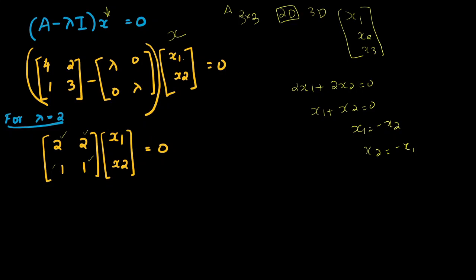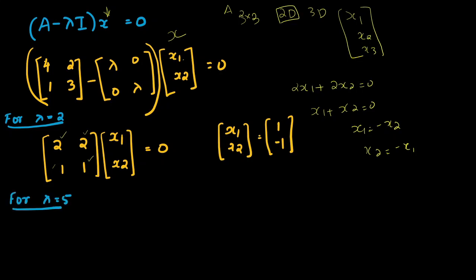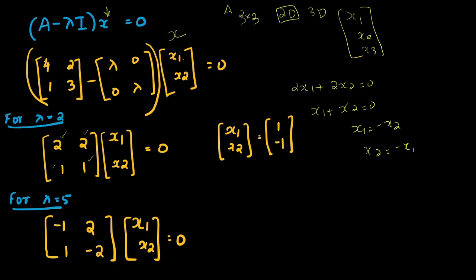So x1, x2, the first eigenvector, can be written as 1, minus 1, or minus 1, 1, whatever. Then for lambda equal to 5, when you substitute 5 here instead of lambda, we will get the matrix minus 1, 2, 1, minus 2 into x. Then when we multiply it, we get minus x1 plus 2x2 is equal to 0. That means x1 is equal to 2x2.